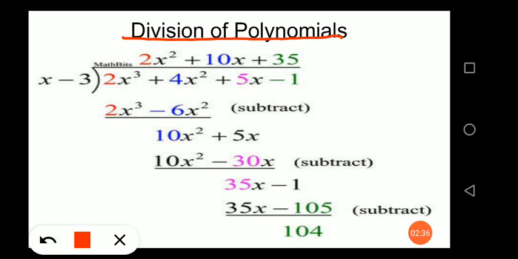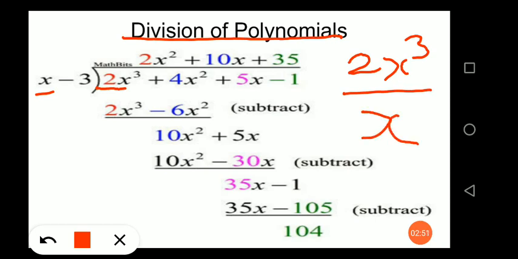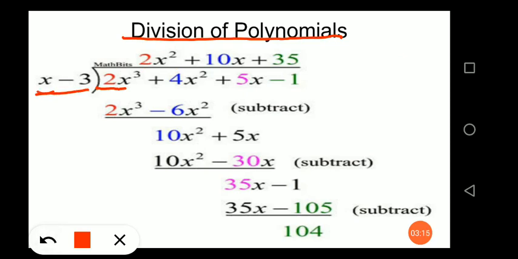Now let's start dividing. For that we look at the first term of the dividend and the first term of the divisor. The first term of the dividend is 2x cube and the first term of the divisor is x. We will divide these two terms. It is very simple to divide these two terms. When we divide, we get 2x square. So this 2x square is the first term of our quotient, and we will write it there. After writing the quotient there, we will multiply the whole divisor, that is the whole x minus 3, with 2x square.